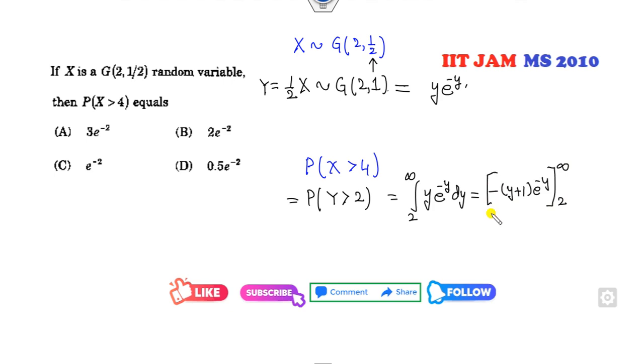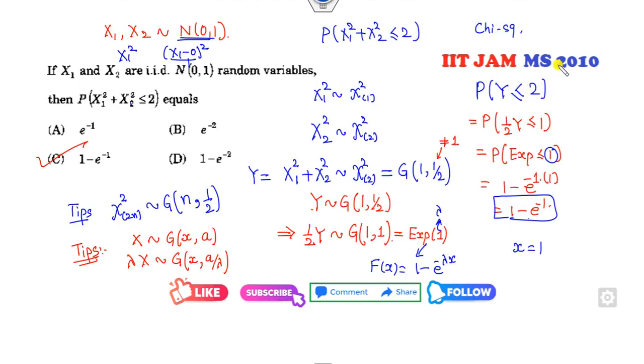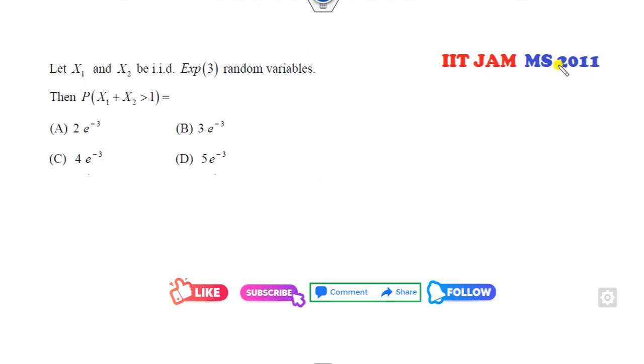So when you substitute infinity, it's a 0, minus minus plus 3 e raised to power minus 2 is the right answer of the problem. And you can see within the 2-3 lines you can get your answer. Make sure your target is to make this number to be 1. And you can see it's a 2010, both questions asked here.